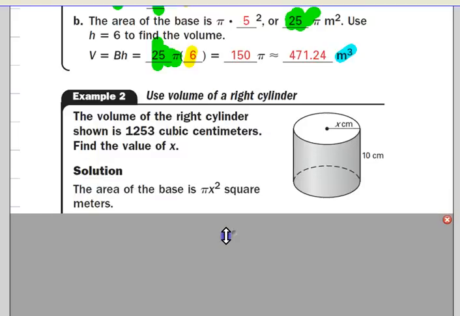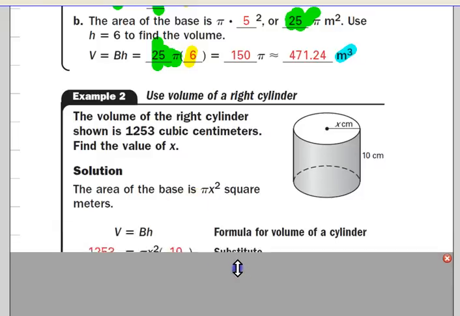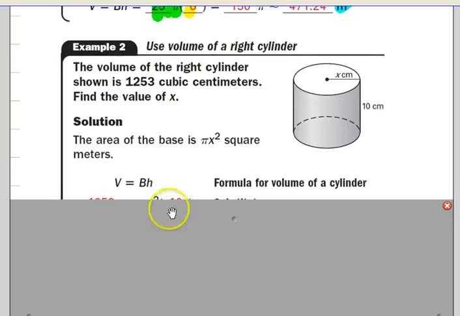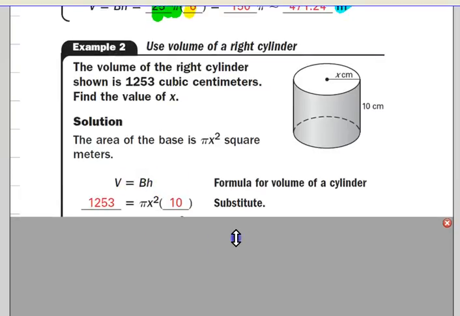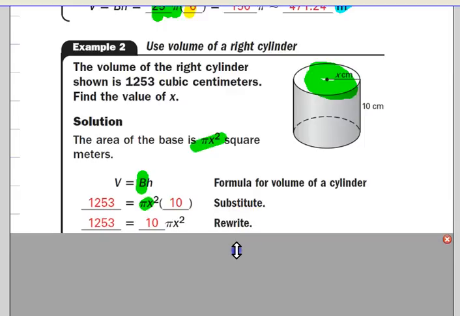So we know that the area of the base is pi r squared, but since we don't know what the radius is, and we say that's x that we're trying to solve, we can replace it as pi x squared in the formula for volume of a cylinder. So B times h, or pi times x squared, which is the base, times the height, which they do give us, and we set that equal to 1253 because they give us the volume. We don't have to solve for it. And now we have to find what x is.